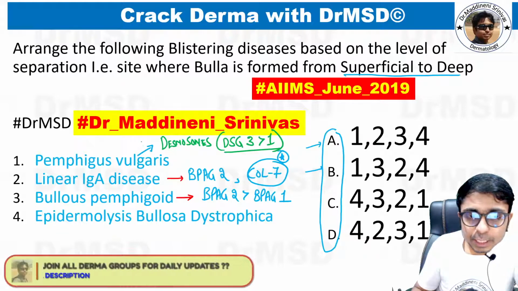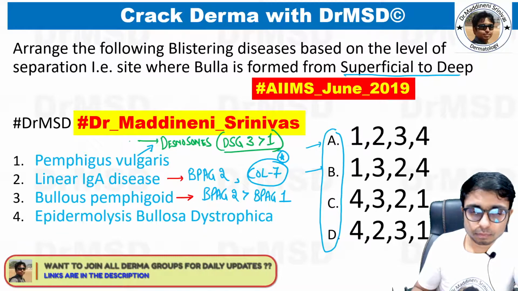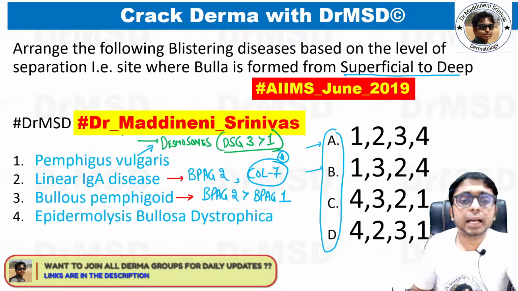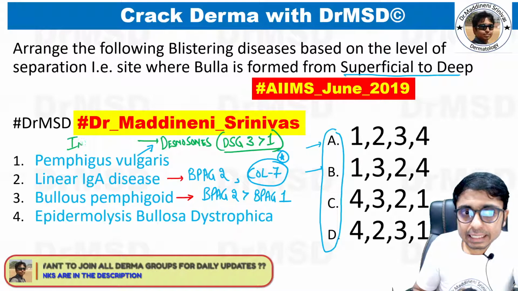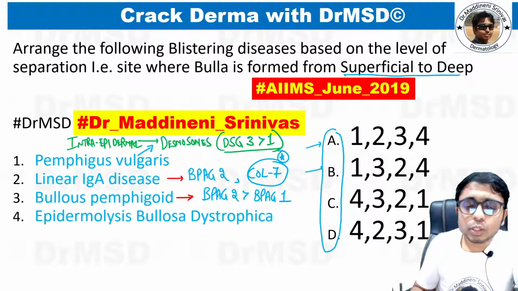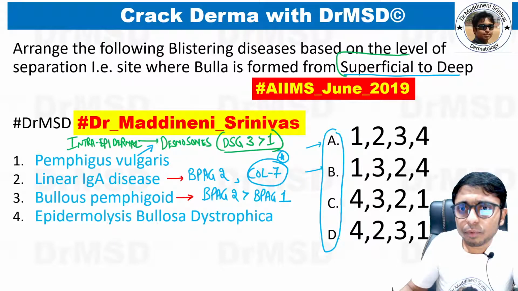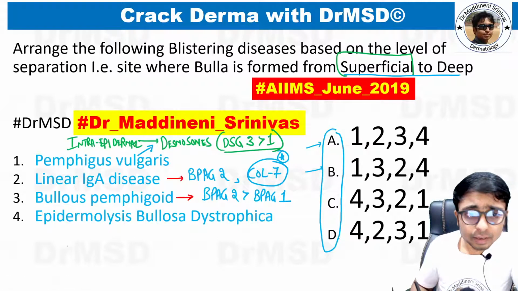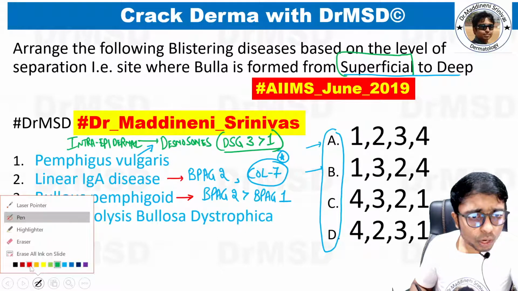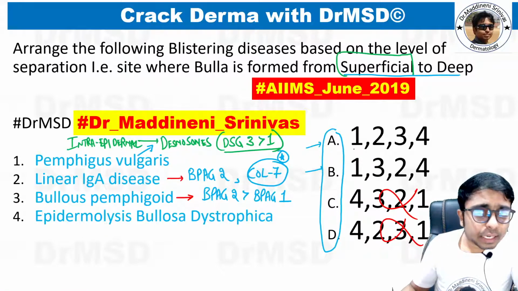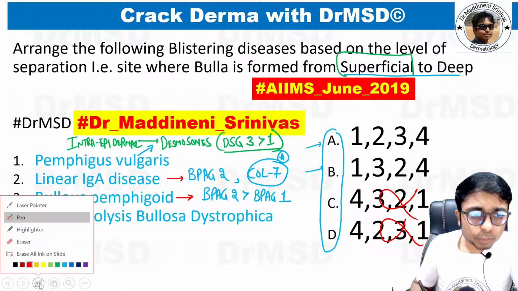You must remember that desmosomes help in connecting two keratinocytes with one another. So this is the intraepidermal blistering disorder. Definitely option 1 has to be the first option among the given options. Now with that we can rule out option C and option D, and option 1, that is pemphigus vulgaris, has to be the most superficial one.